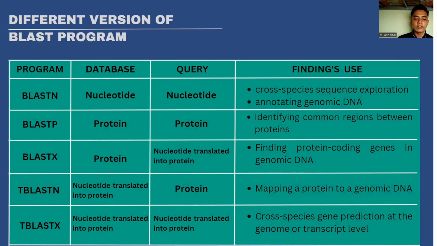The next one is TBLASTN. The database is nucleotide translated into protein, and the query is protein. The use of TBLASTN is mapping a protein to a genomic DNA, and the last one is TBLASTX, in which the database is nucleotide translated into protein, and the query is also nucleotide translated into protein. The use of TBLASTX is cross-species gene prediction at the genome or transcript level. There are a lot more uses of the BLAST program. I will pass to the next presenter. That's all from me. Thank you.